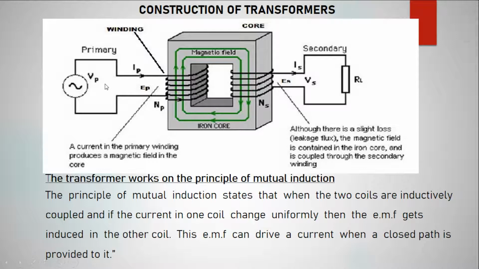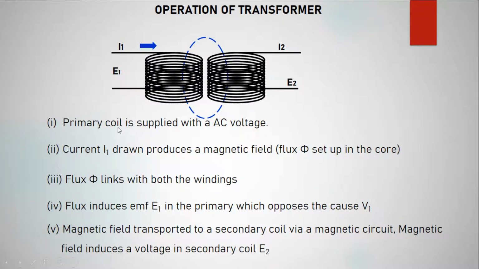So when the input voltage is given, current starts flowing in the primary winding, which sets up flux. So the primary induced EMF will be produced, and the flux links with the secondary. If there is any change in the primary current, it induces voltage in the secondary. And when a closed path is provided for the secondary of a transformer, secondary current starts flowing in the circuit, which opposes the cause which is producing it, that is the primary current.